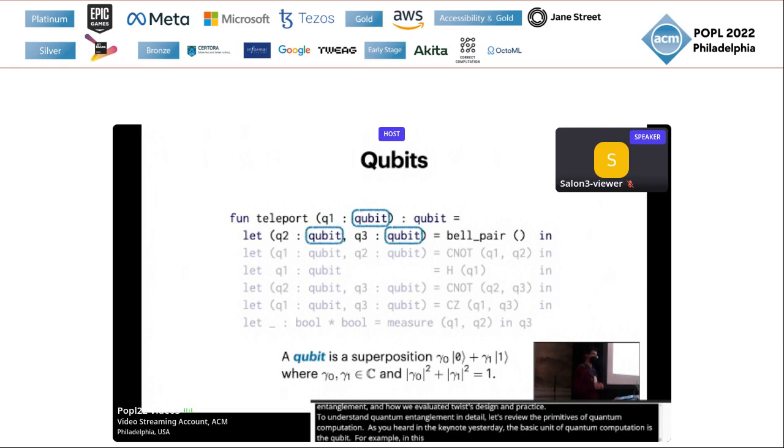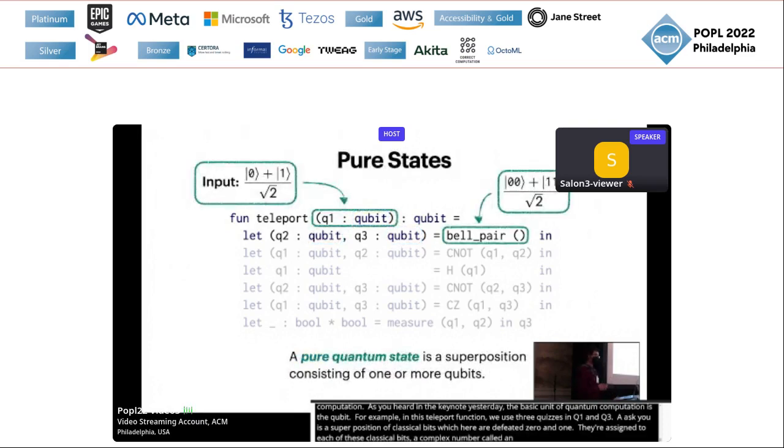A qubit is a superposition of classical bits, which here are denoted ket0 and ket1. It assigns to each of these classical bits a complex number called an amplitude. Just as we can concatenate multiple bits into a bit string, we can combine multiple qubits into a pure quantum state, which is a superposition of bit strings. For example, the teleport function initializes the quantum state of Q2 and Q3 to be a Bell pair, which is a superposition of the bit strings 0,0 and 1,1.